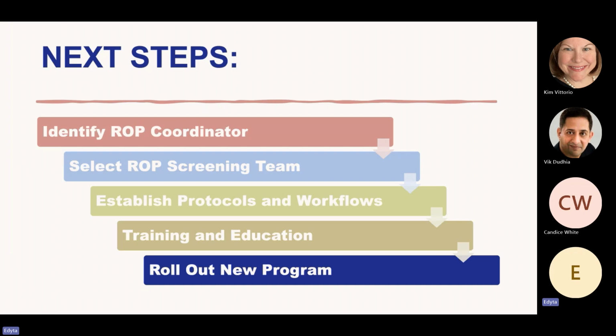So after you've identified your ROP coordinator, you're going to want to select your ROP team. And then after that, you're going to want to establish protocols and workflows that are going to be appropriate for your unit. You're going to establish how you're going to train your staff and how education will be provided, not only for the staff, but for parents. And then you're also going to roll out your new program.